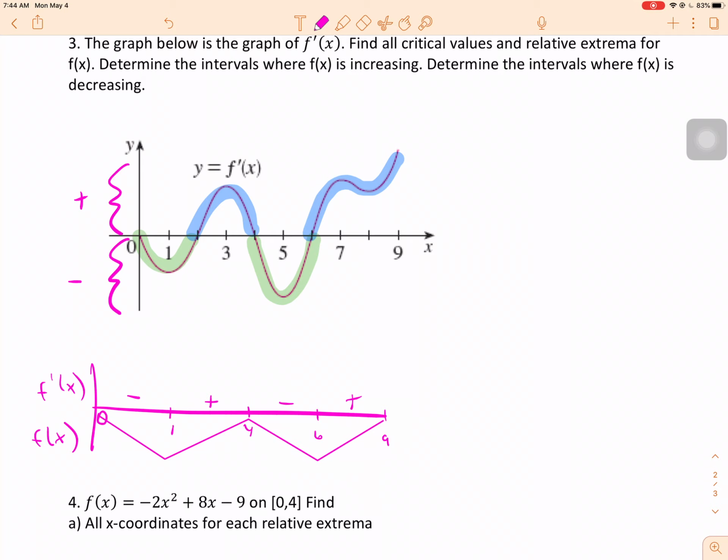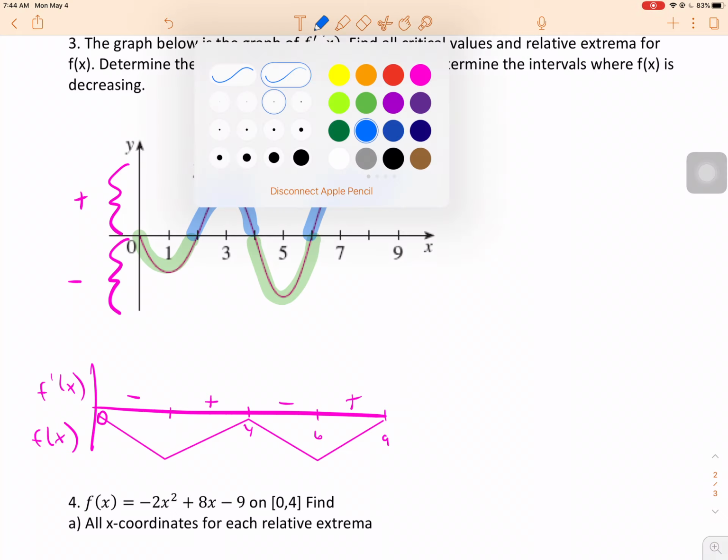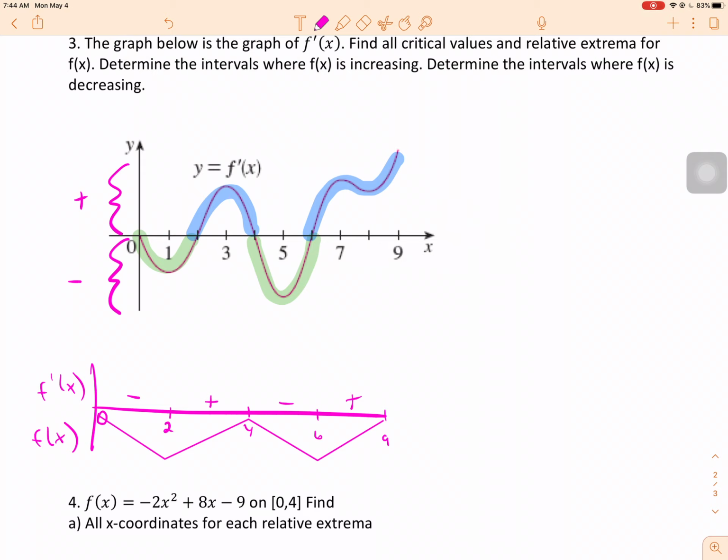What does that tell us? Well, that tells us when the derivative is negative, the original function is going to be going down, but then it changes. Oh, that's a mistake. It's supposed to say 2, sorry. So up to 2, the derivative is negative, but then it starts becoming positive. That means there's going to be a minimum. At 4, a maximum. At 6, a minimum. I'll write that down here. Okay, so there's the relative extrema.